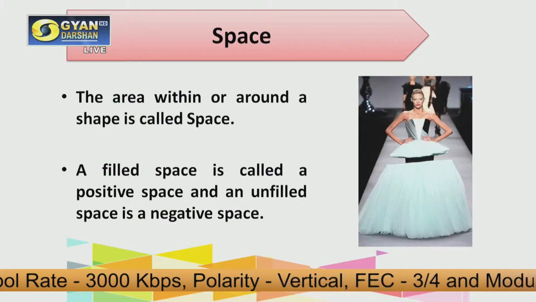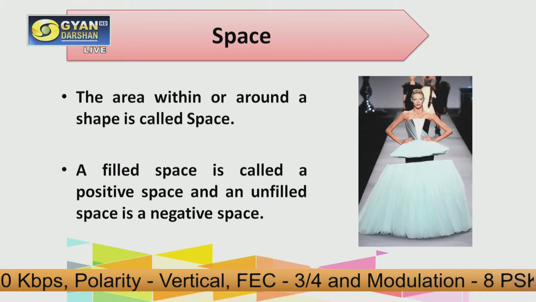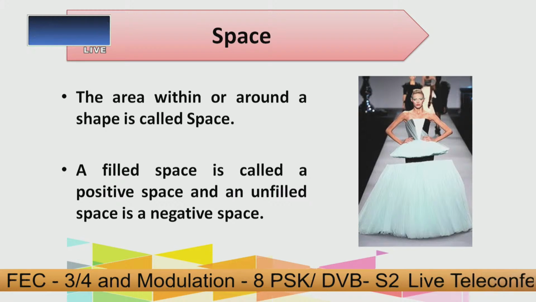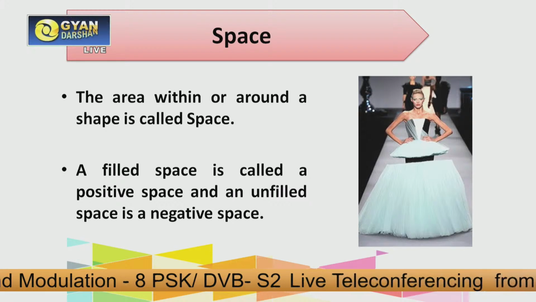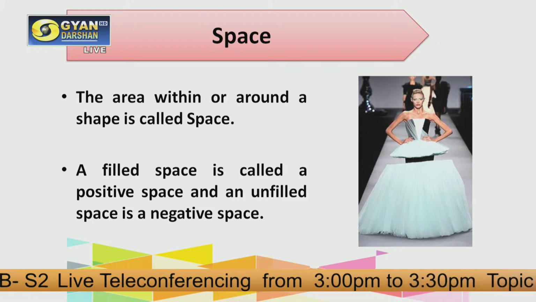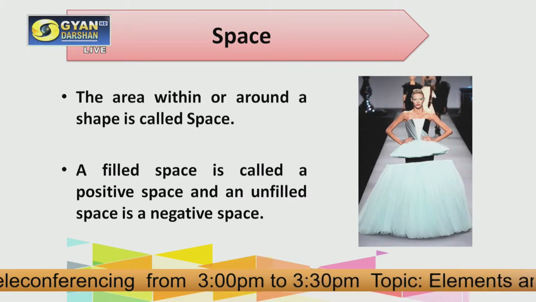Space मतलब कोई भी जगह या area create जो होता है. So the area within or around a shape is called a space, and a filled space is called a positive space, and an unfilled space is called a negative space. So when we talk about space, what happens is कि जो भी shape हमने पहले बताया है कि shape होता है जिसमें कि एक outline होती है और उसे हम silhouette कहते हैं, तो it's basically the two edges, the parallel lines that go together, or it might be tapered as well. तो उसके बीच का जो area होता है उसे हम space कहते हैं.